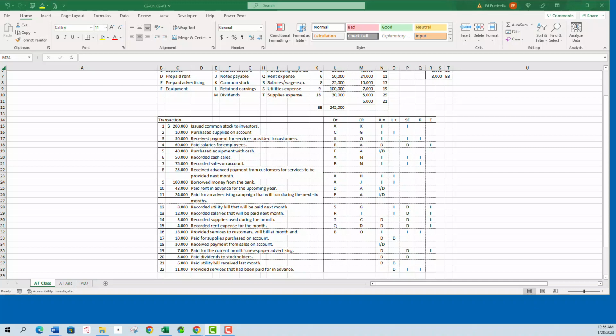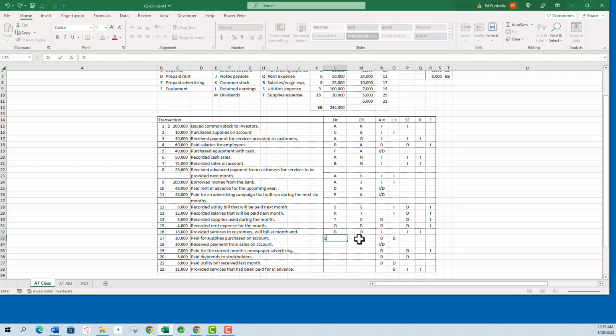On number 17, we're paying for supplies that we purchased previously on account. The two accounts involved here are cash and accounts payable. Anytime we say paid, it means we're paying cash. Cash is an asset and it's decreasing. Accounts payable is a liability, and because we're paying it down, there's a decrease in the liability as well. So in our debits and credits, we're going to debit the letter G, accounts payable, and credit the letter A for assets.